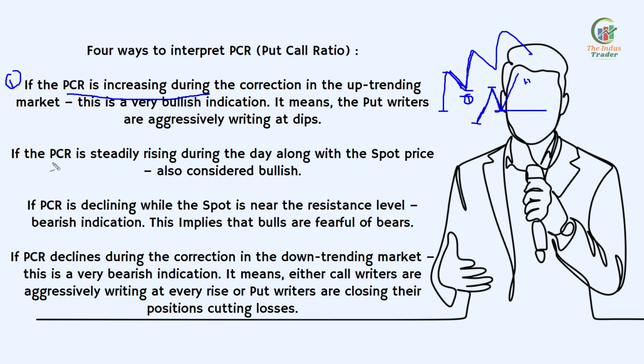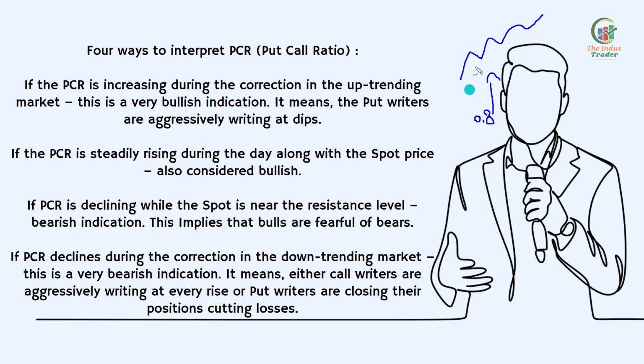And in case two, if the PCR is steadily rising during the day along with the spot price, that is also considered to be bullish. Let's say price is continuously going up, and PCR is also increasing, from 0.8 where it started, and it keeps increasing until it reaches 1.2. If it keeps increasing, then we can also take that as bullish.